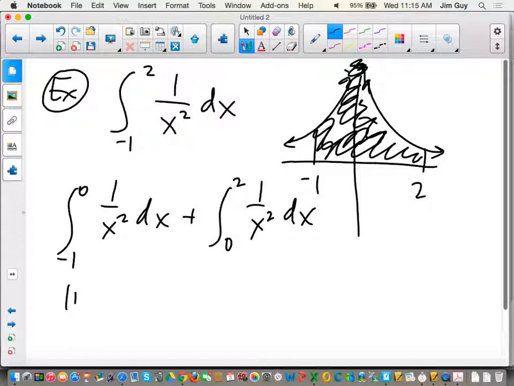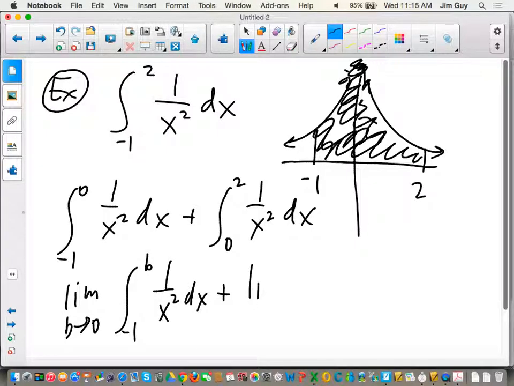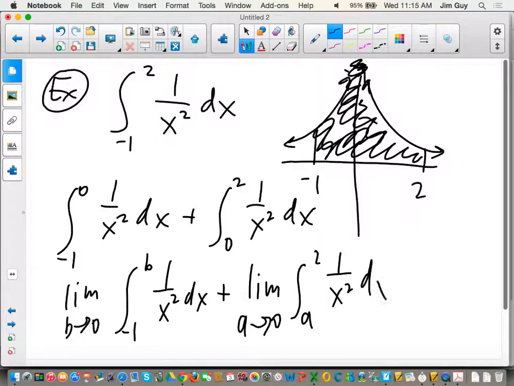I'll write all that in here. As b approaches 0, the integral from -1 to b of 1 over x squared dx. This would be the limit as a approaches 0 of the integral from a to 2 of 1 over x squared dx.